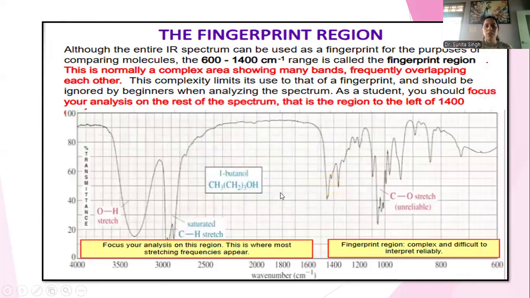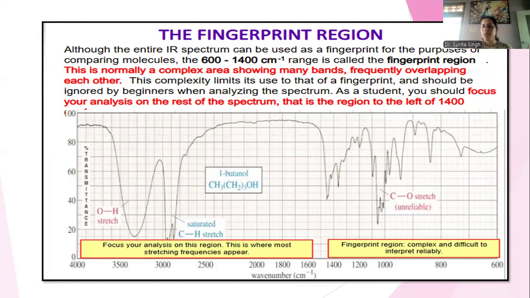The fingerprint region, although the entire IR spectrum can be used as a fingerprint for the purposes of comparing molecules, is from 600 to 1400 centimeter inverse. This range is called the fingerprint region, and it is normally a complex area, and the focus of your analysis is on the region which is on the left of that 1400 centimeters.